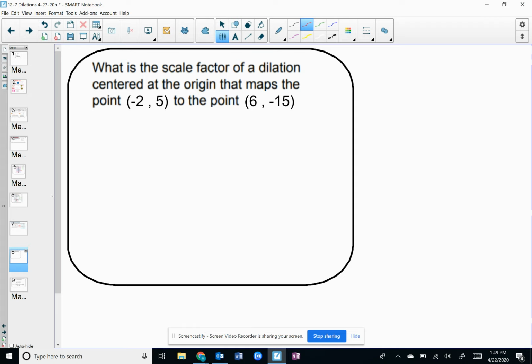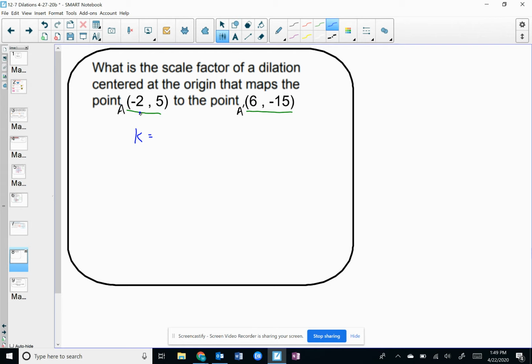All right, the last type of question you might see in the homework or on a quiz is how to find the scale factor. So what is the scale factor of a dilation centered at the origin that maps the point -2, 5 to the point 6, -15? And so in the last couple of examples, we took points, we called it like A, and then the new one we called A prime, and we multiplied A times a certain number to get A prime. So this one's not so bad. We always called this scale factor K.